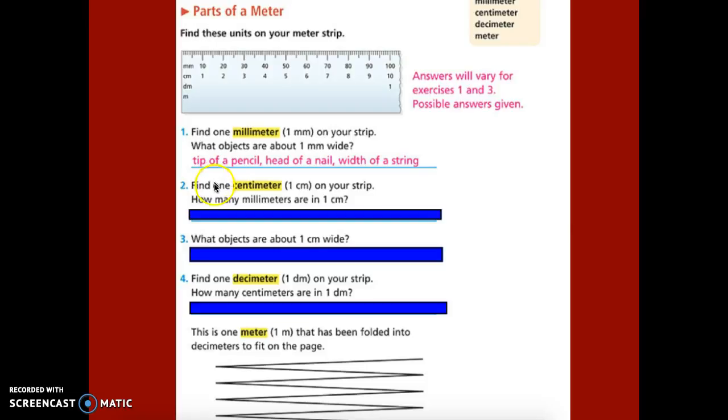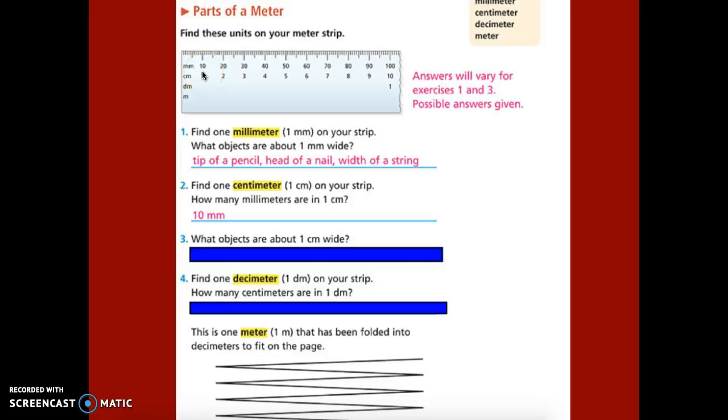All right. Now it says, find 1 centimeter on your strip. So I'm going to find 1 centimeter. And I want to know how many millimeters are in 1 centimeter. So I find my 1 centimeter and I look up and there are 10 millimeters in 1 centimeter. Good.